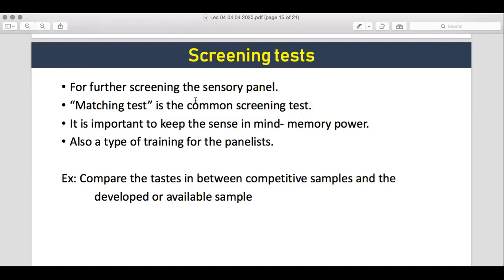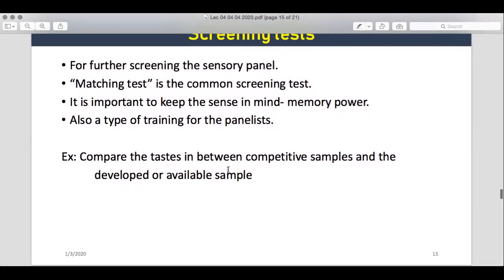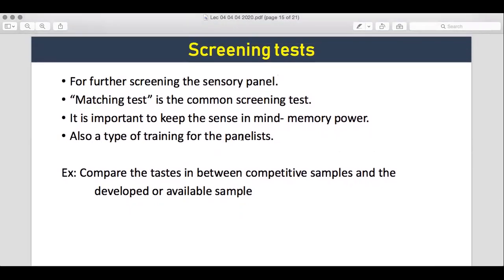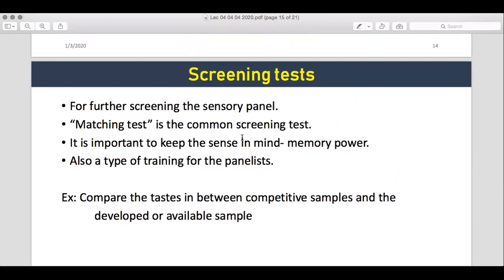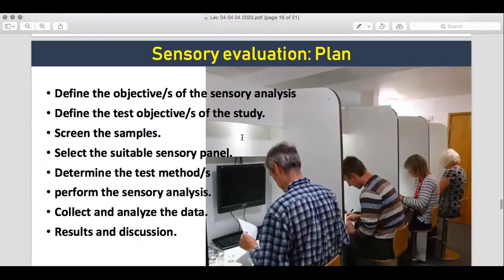And there is a test called matching test, right? Also a type of training for the panelists, to analyze their training, all these things. Compare the tastes between competitive samples and the developed or unavailable samples. You just remember there are some test methods called screening tests, and the objective of these test methods is further screening, right? Those are the things we have to consider before selecting a sensory panel.